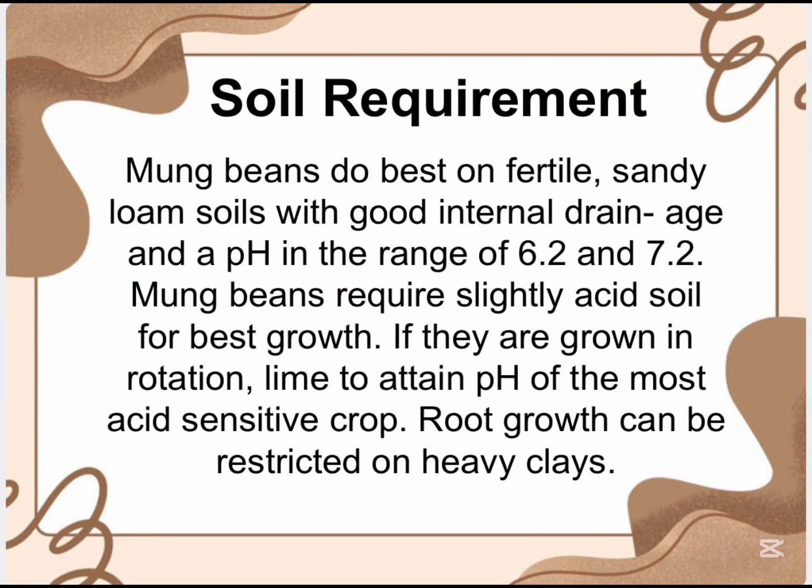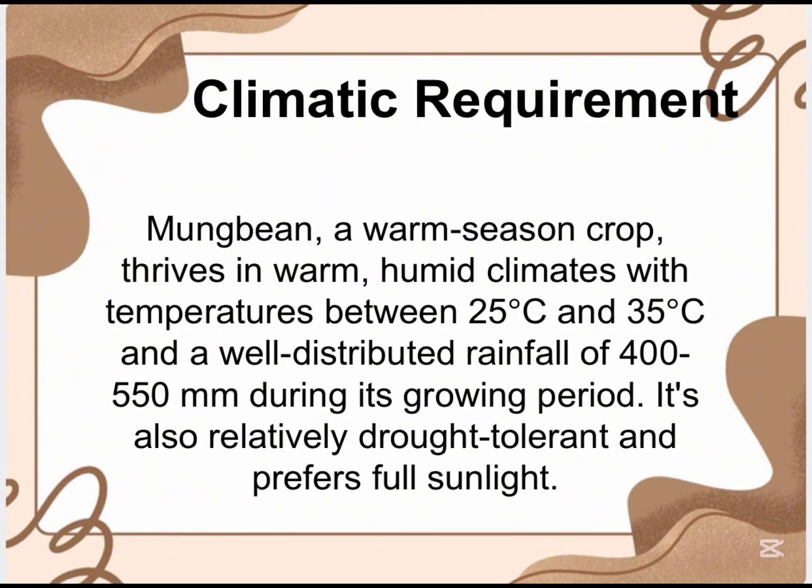Soil requirement. Mung bean do best on fertile, sandy loams, soils with good drainage, and a pH in the range of 6.2 to 7.2. Mung bean do not require highly acidic soil for best growth. If grown in rotation, lime to attain the pH of the most acid-sensitive crop. Root growth can be restricted on heavy clays.